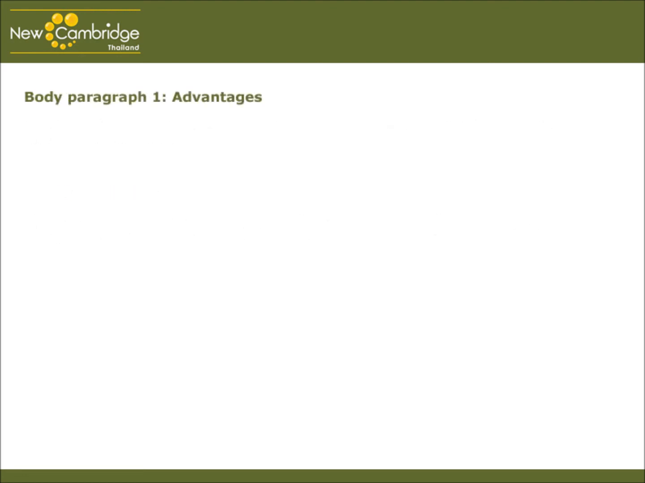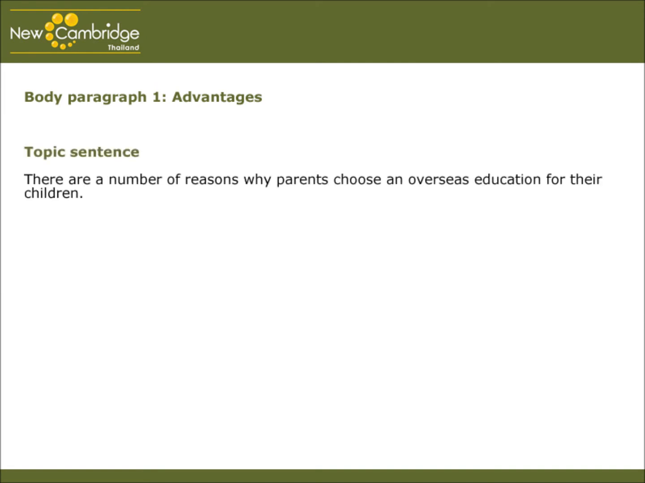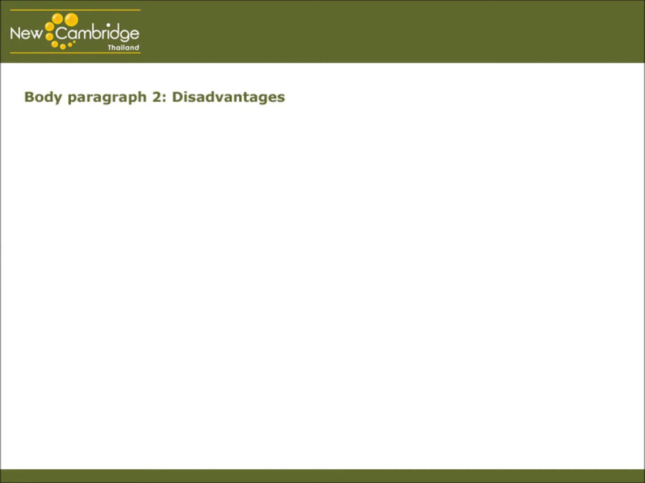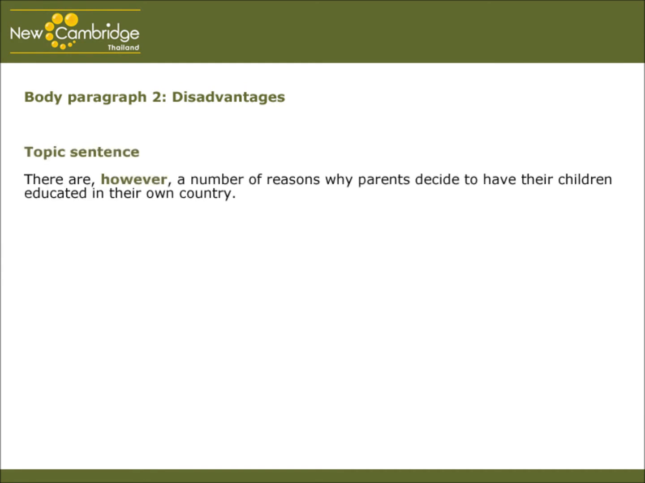Body paragraph 1 focuses on the advantages. Don't forget to use topic sentences to give your paragraphs greater cohesion. The use of linking words helps to guide the reader through the paragraph and will increase your chances of getting a high band score. Body paragraph 2 looks at the disadvantages. The topic sentence here includes the linking word however, to show that what comes now will be in contrast to what came in the previous paragraph. Each body paragraph should contain approximately 80 words.